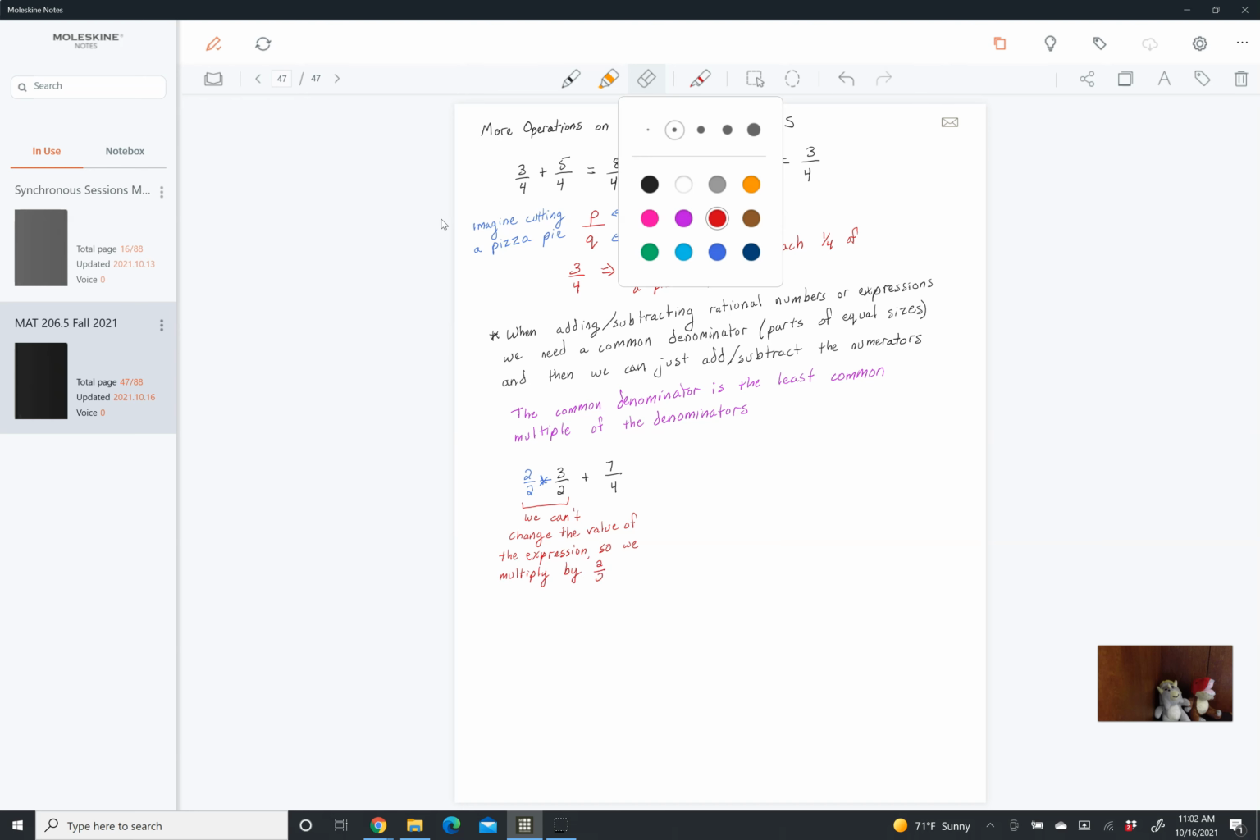Anything times 1 is itself. Okay, so what does this mean that we have? Well, we know how to multiply rational numbers. We just multiply straight across.